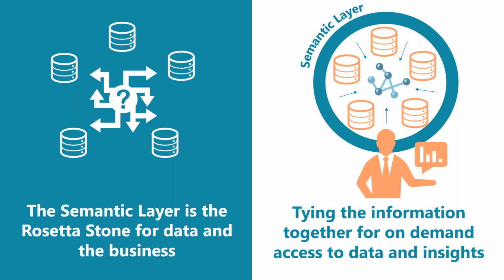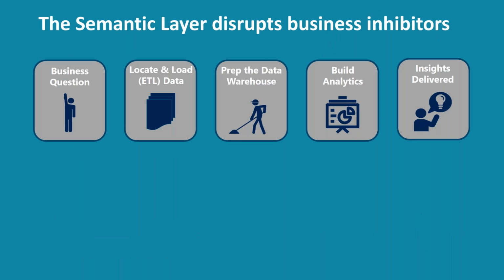It's a Rosetta Stone that can translate and combine and tie together information from multiple different sources in the language of the business to afford flexibility in terms of how we deal with information coming in, and flexibility in terms of how we can make use of that information to get our business done and to find new insights. And ultimately, it disrupts these sorts of inhibitors that we've been talking about.